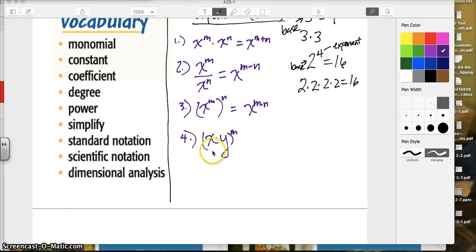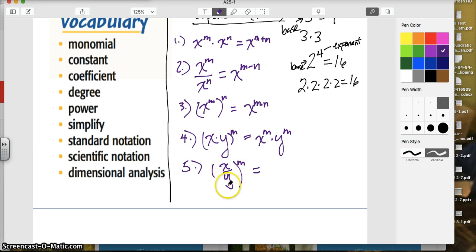Our next rule refers to when we have a product of two numbers, let's say x times y, and I'm raising that entire product to the m power. What that tells me is that everything in the parentheses will be raised to the m power. So I could rewrite this as x to the m times y to the m. Rule number 5 is the quotient of two numbers raised to a power, and similar to rule number 4, it'll end up being x to the m over y to the m. Notice that the exponent is, in a sense, distributed to everything inside the parentheses that is being multiplied together.